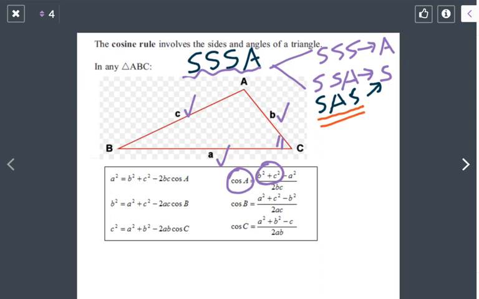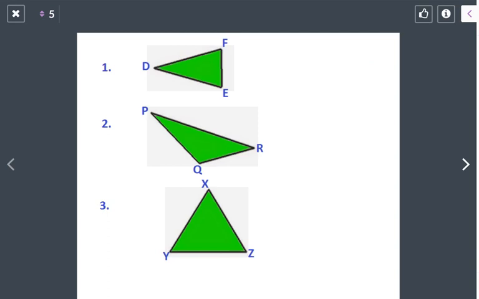So if you want to use this formula, you have to know all three sides. So it will be a pattern like this one here. You know the three sides, you're looking for the angle. Or you have one angle, two sides, you're looking for the side. Most of the time, it's SAS pattern to get the one side.